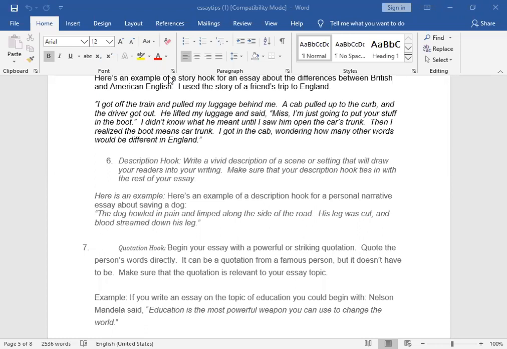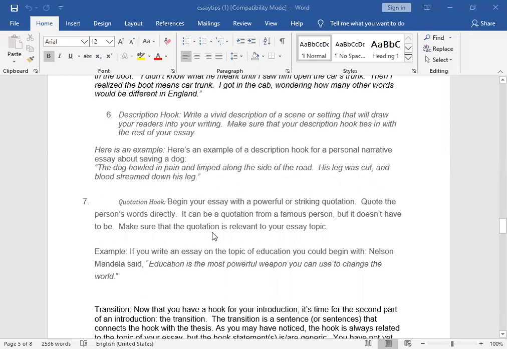So if you write an essay on the topic of education, you could begin with some quotations from scholars. Like here, we have a quotation from Nelson Mandela: education is the most powerful weapon one can use to change the world. I began my speech, something like that, right? If you write an essay on the topic of education, you could begin with "Nelson Mandela said," or we could also say, "Yusra said, education is power." That is a quotation hook.